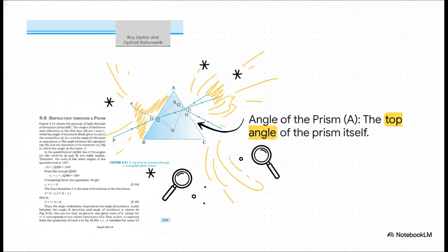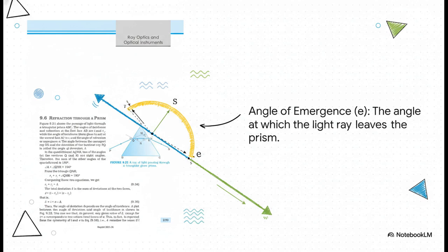And let's not forget our main character here, the prism itself. It has a super important feature, the angle of the prism, which we label with a capital A. It's literally just the angle at the very top of the triangle. For any prism you pick up, this angle is fixed. And trust me, it's a huge player in figuring out how much that light is going to bend in the end.